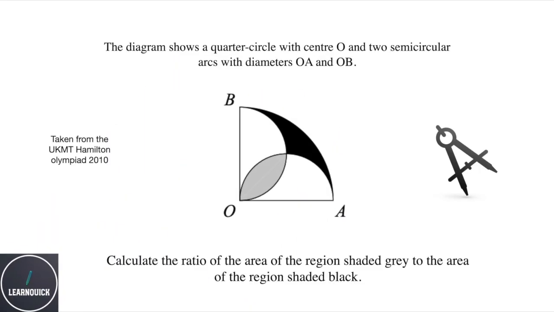The diagram shows a quarter circle with centre O and two semicircular arcs with diameters OA and OB. Calculate the ratio of the area of the region shaded grey to the area of the region shaded black.